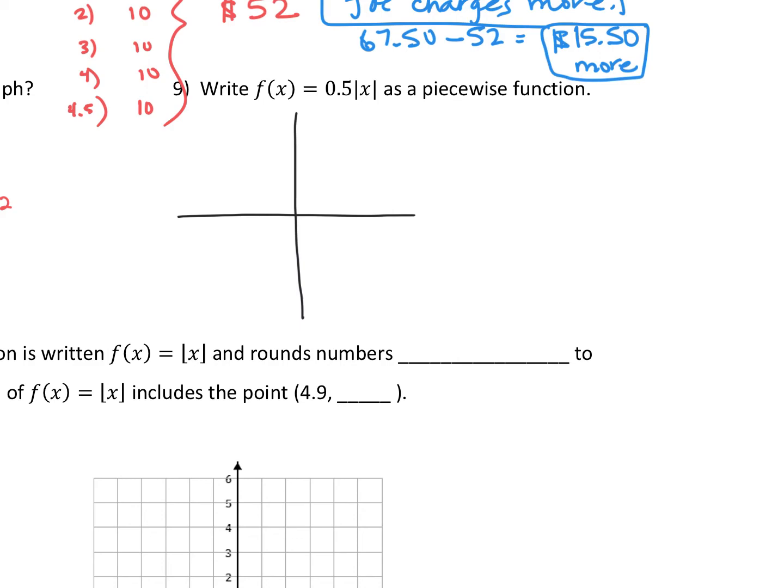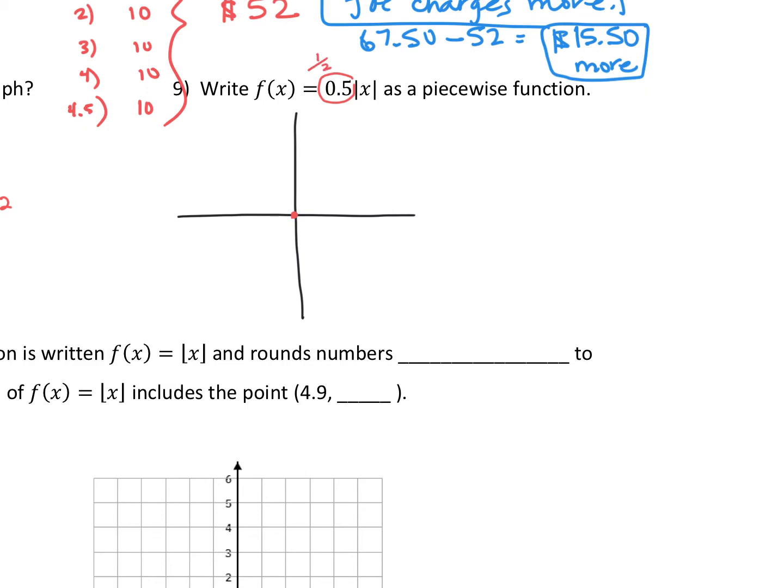So the vertex of this absolute value graph, we don't have any numbers in here with the x. We don't have anything on the end. So the vertex is at 0, 0. This 0.5, our a value, is the same thing as a 1/2.